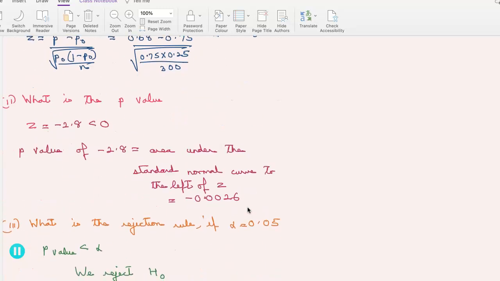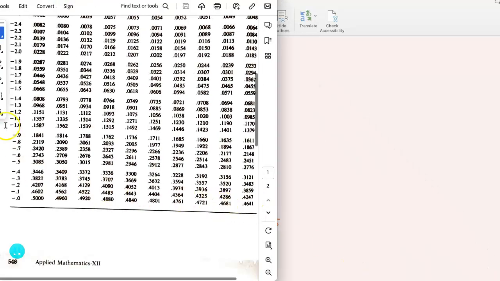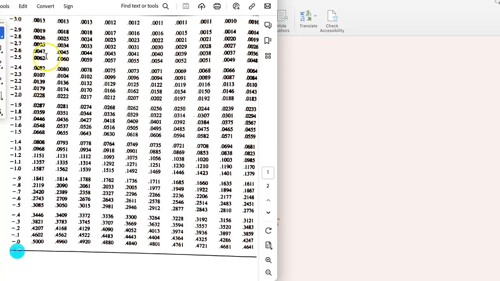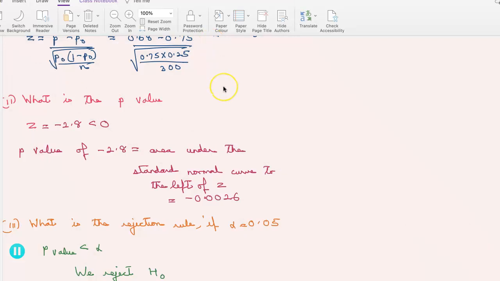What is the p-value? z is minus 2.8, which is less than 0. So p-value will be the area under the normal curve to the left of z. So if you look at minus 2.8, you get it as 0.0026.